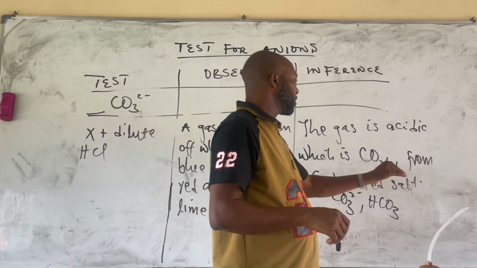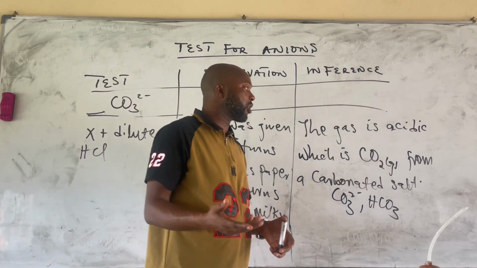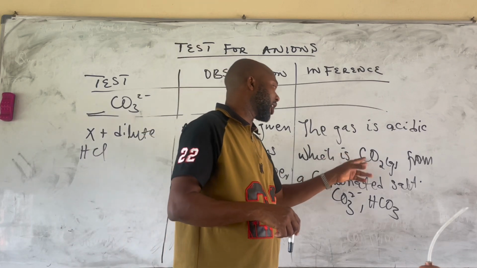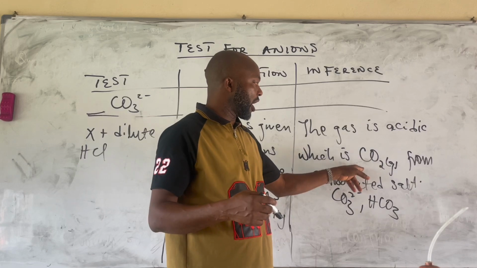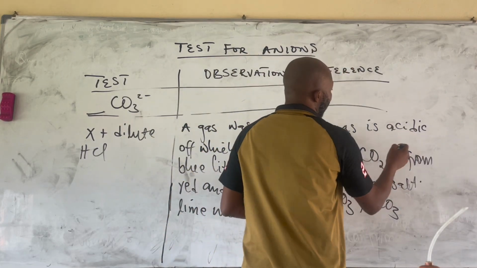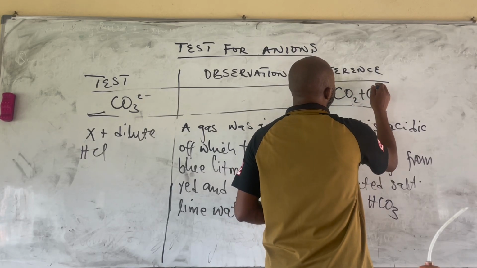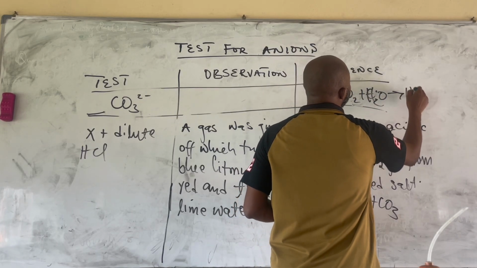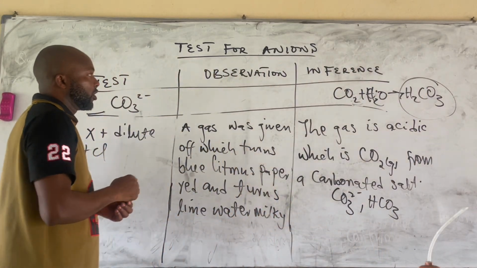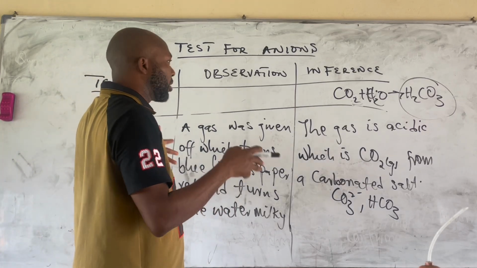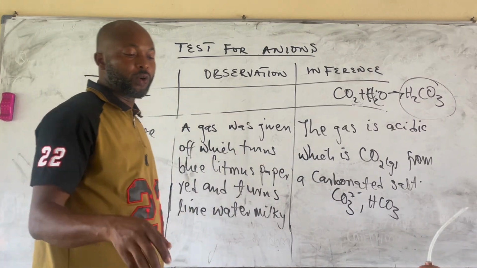A gas. CO2 is an acid anhydride, which is an oxide of a non-metal. If you dissolve it in water, you form a carbonic acid, H2CO3. CO2 plus H2O will give us H2CO3. This is an acid. It will form an acid. So obviously that gas comes from a carbonate compound. So that is it for our CO3.